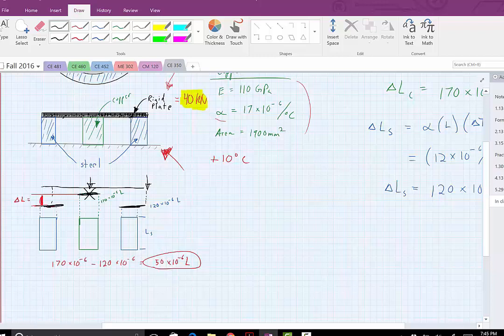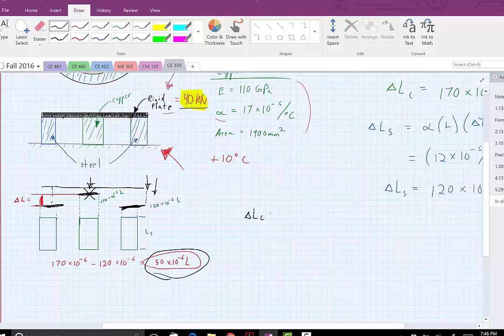The copper will be carrying the entire rigid plate until it deflects all the way down and touches the steel. So what we want to determine is how much of that 40 kilonewtons the copper actually carries. To figure this out, we can take this distance, and we can use our relations.